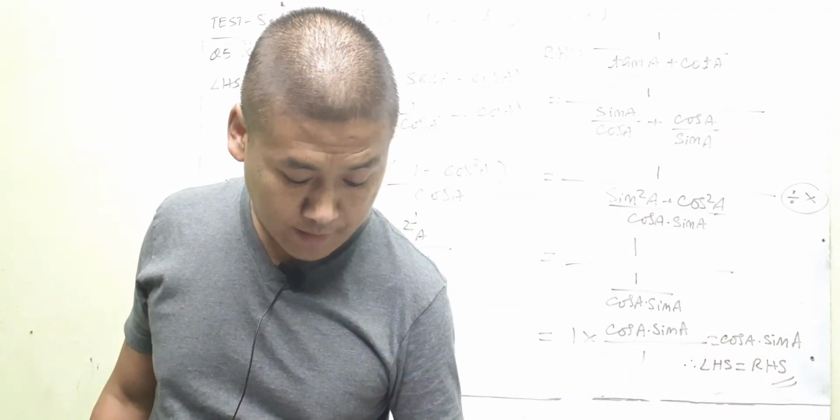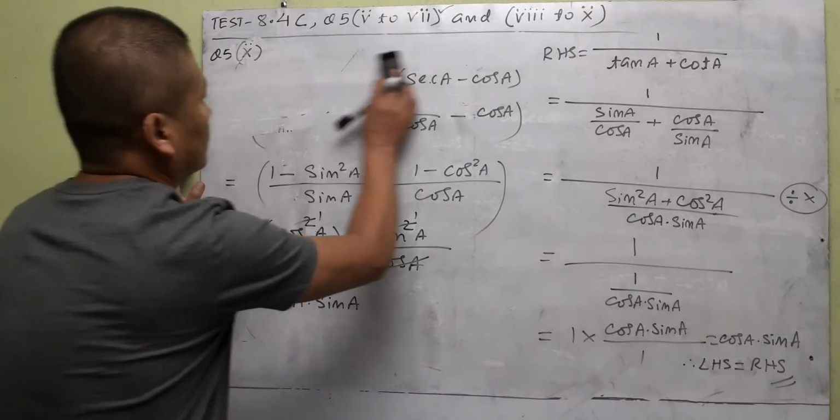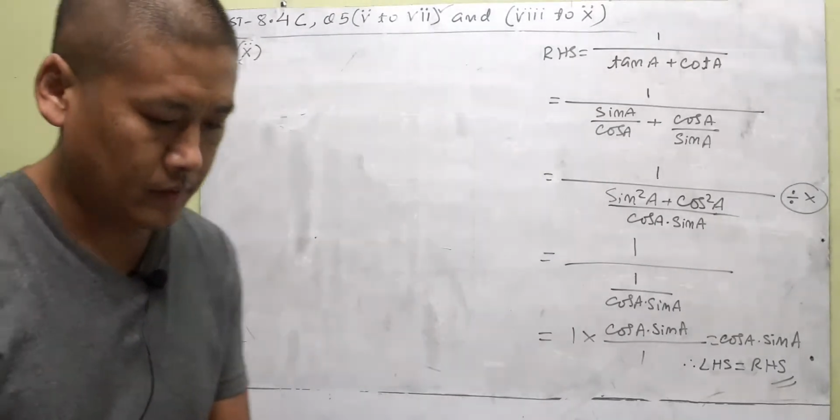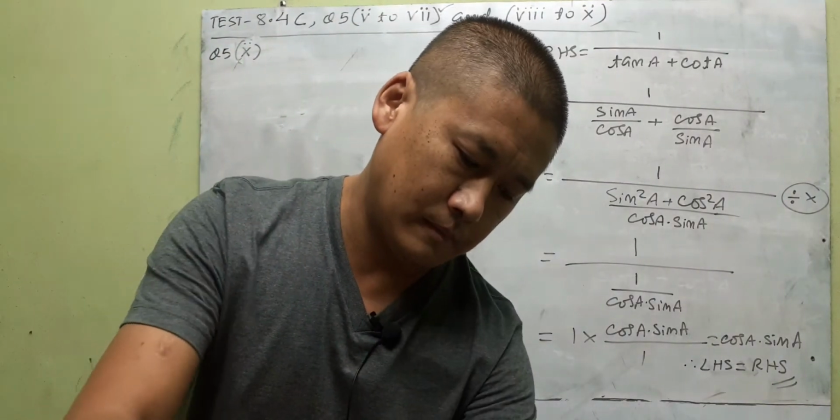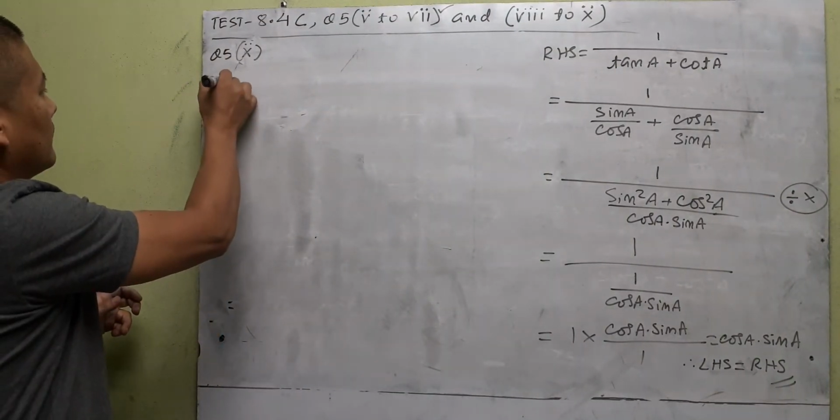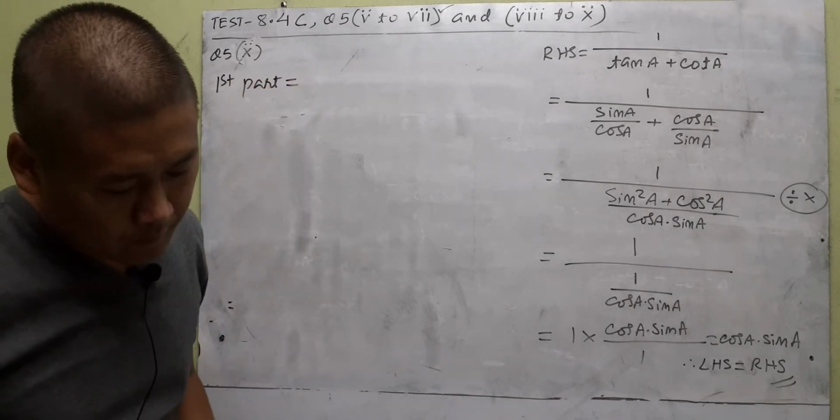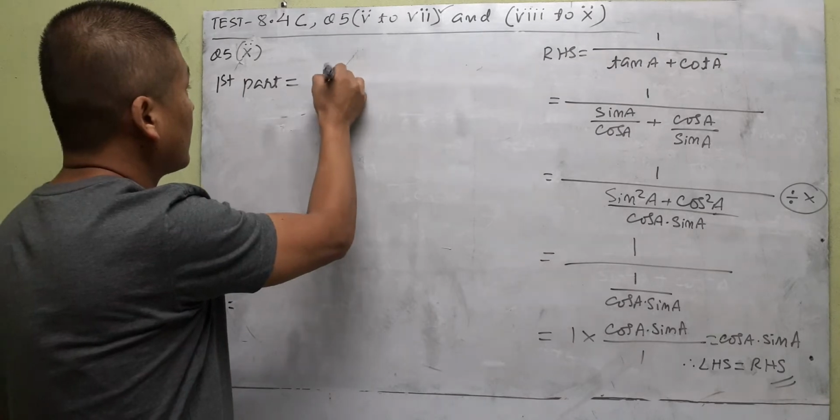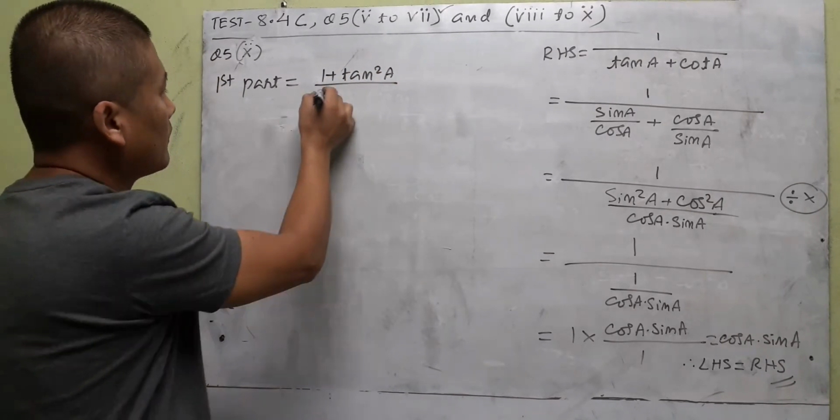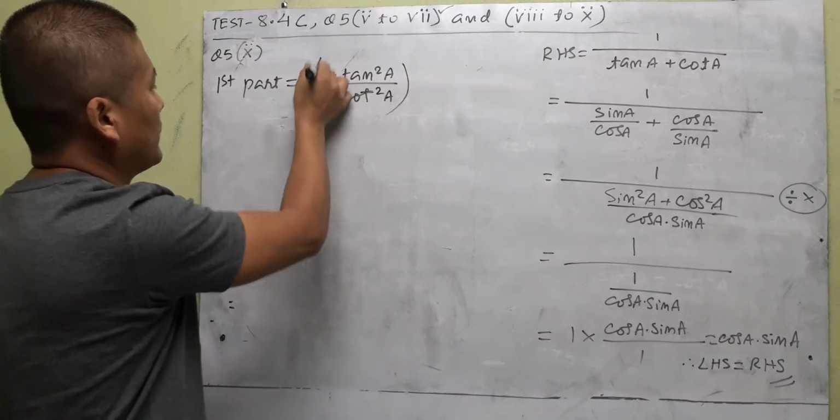So next, one more, 10. So let us see there are 3 parts here. So number 10, let's take the first part. This first part. In the first part, because there are 3 parts, if you observe carefully, first part is equal to 1 plus tan square A by 1 plus cot square A in a bracket.